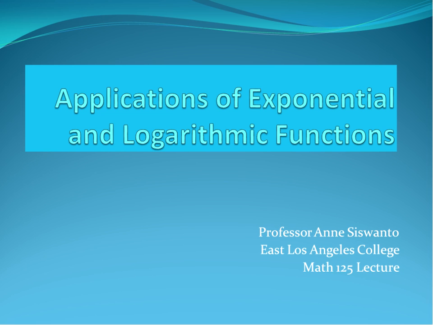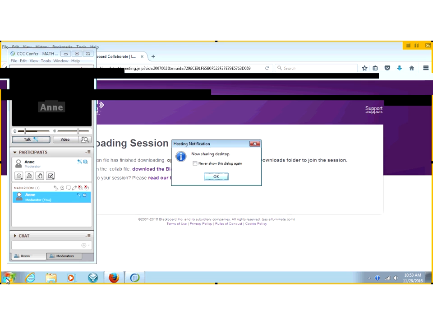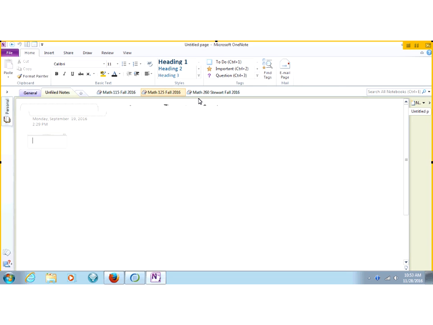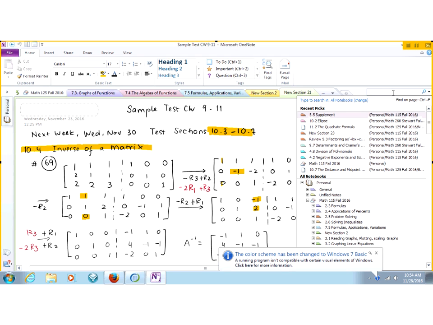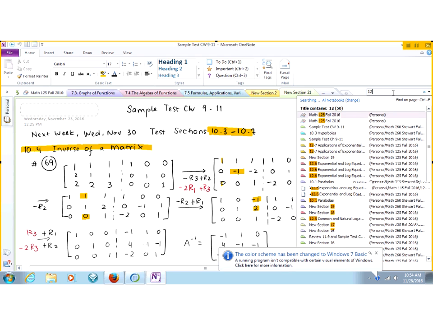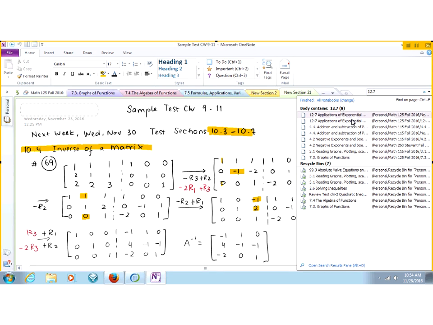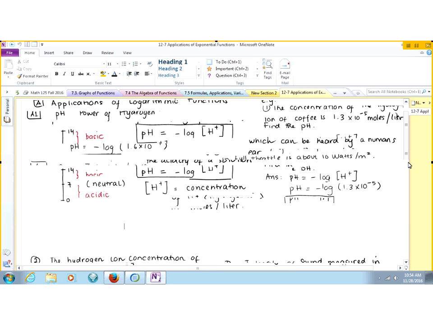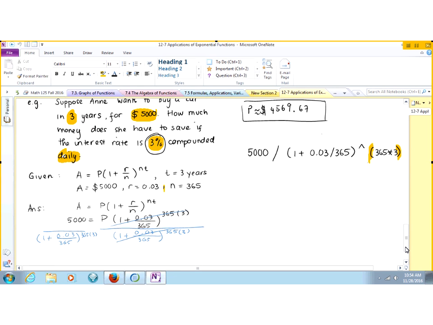Yeah, so let's start. Okay, now, 125, and we want what? What is it? 12.7? Which one is 12.7? Applications of exponential functions. Is it this one? Is this where we finished? Okay, yes. So let's do more.